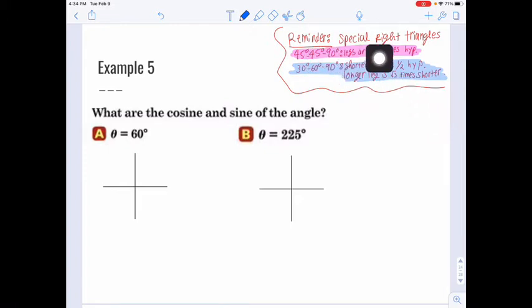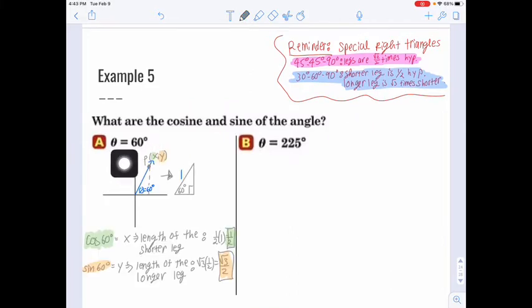Here are some reminders about the special right triangles that you learned about in Math 2. 45, 45, 90 degree triangles have legs that are square root of 2 divided by 2 times the hypotenuse. In a 30, 60, 90 triangle, the shorter leg is 1/2 of the hypotenuse and the longer leg is square root of 3 times the shorter leg.